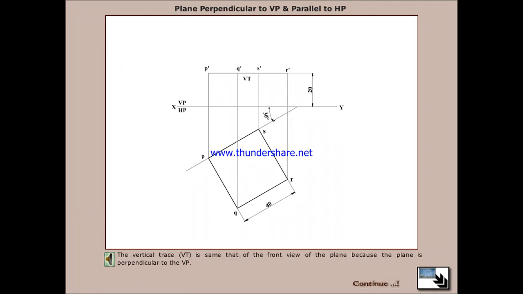The vertical trace VT is same as that of the front view of the plane because the plane is perpendicular to the VP. There is no horizontal trace HT because the plane is parallel to the HP.